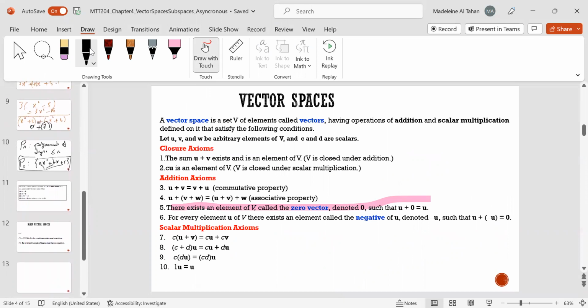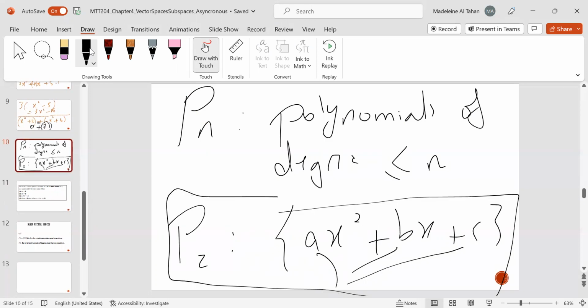So P2 has this shape. What if we want P3, miss? If we want P3, it will be ax cubed plus bx squared plus cx plus d. P4 means ax to the fourth plus bx cubed plus cx squared plus dx plus e.